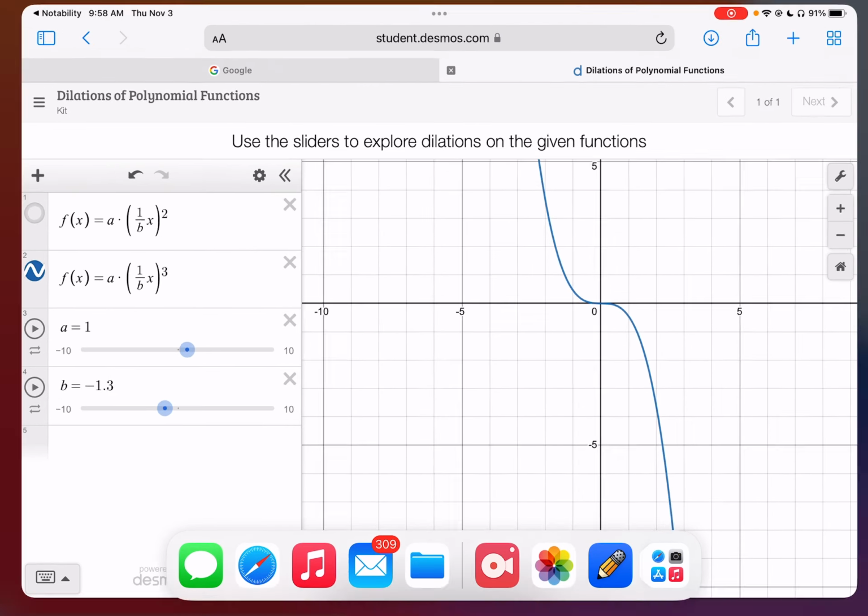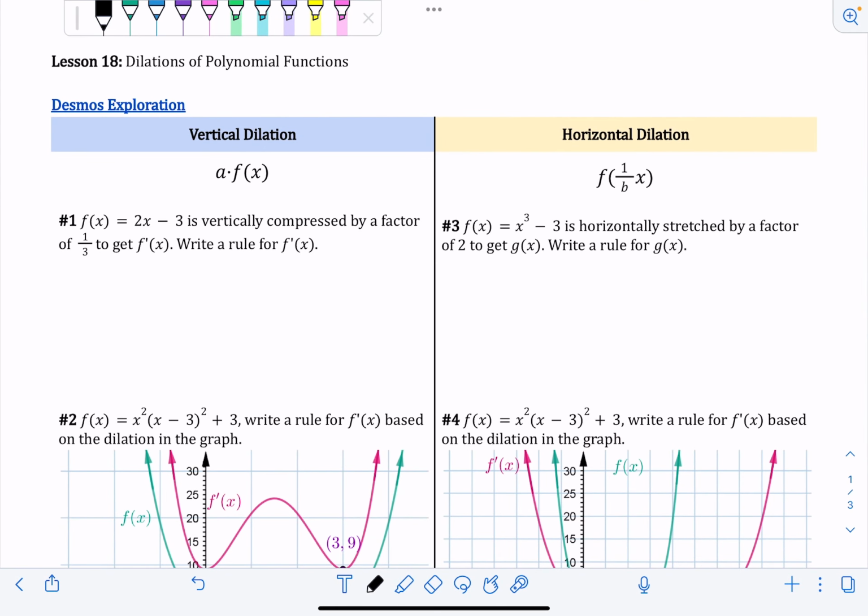Okay, so we'll go back to the regular note section. We're going to write just a few functions with these transformations. So starting with vertical dilation, the formula for vertical dilation is a times f of x. So we're multiplying a constant through whatever our original function is. So for number 1, it says f of x equals 2x minus 3 is vertically compressed by a factor of 1/3 to get f prime of x. Write a rule for f prime of x.